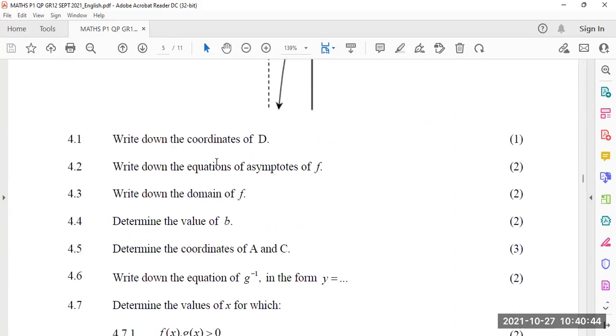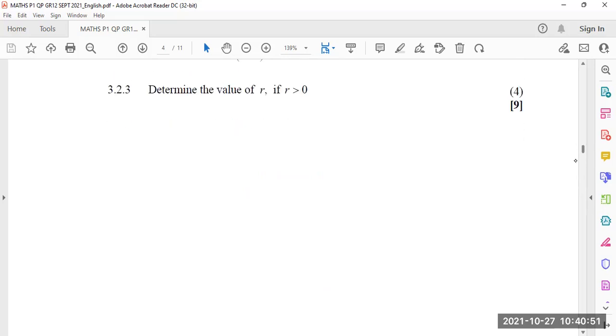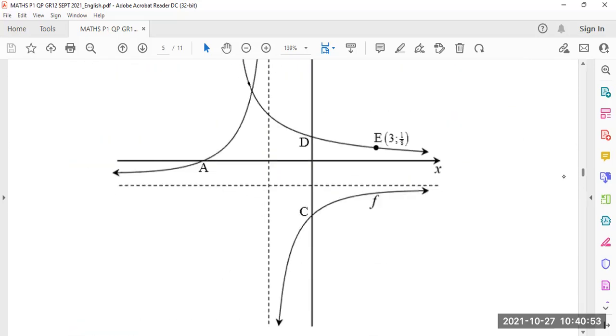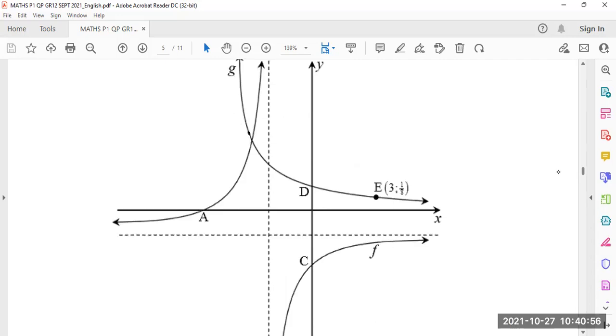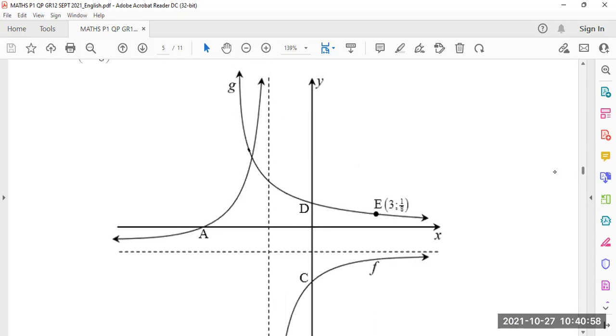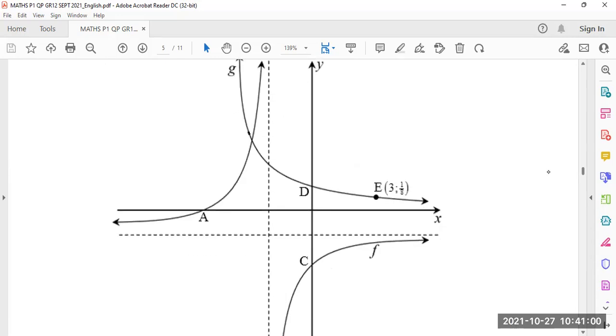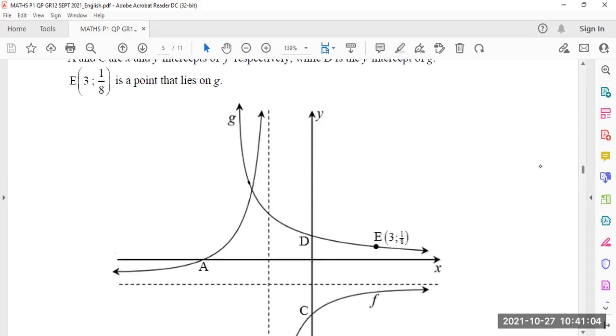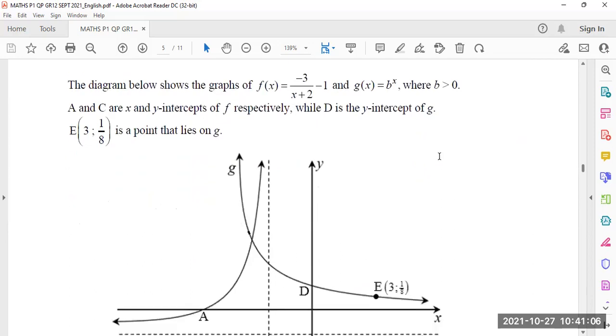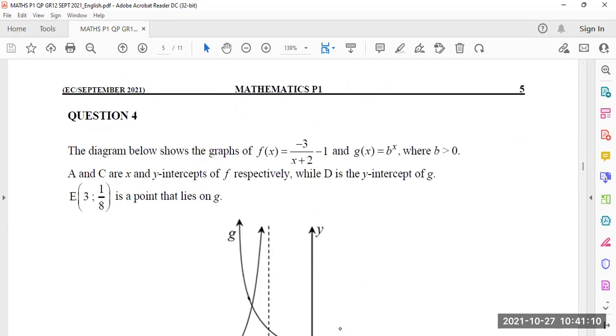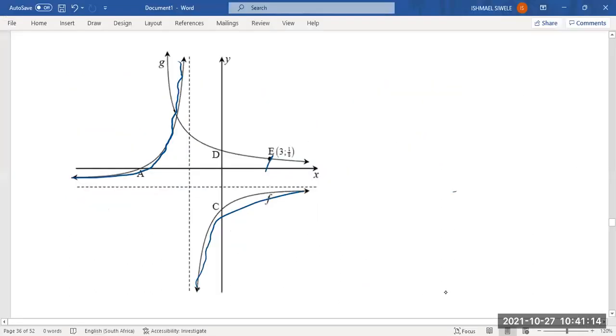Write down the coordinates of D. We must write down the coordinates of D. So let's see, where is D? We said D is the y-intercept, right? And how is the graph? The exponential graph is in the standard form. So this is question 4.1, and we see that the exponential graph is in the standard form.